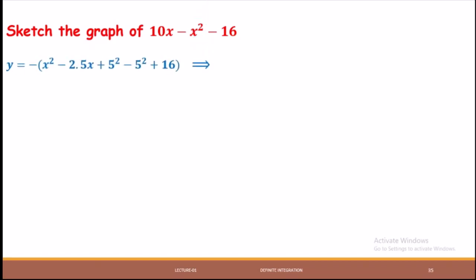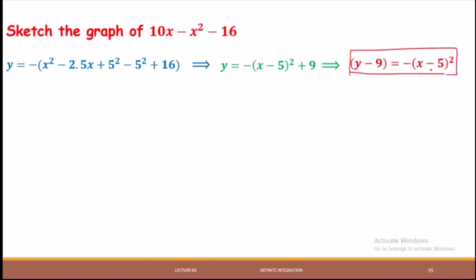Here is the next example. Sketch the graph of 10x minus x squared minus 16. So first we have to complete the square and we have to get this final form. y minus 9 equals minus of (x minus 5) whole squared.